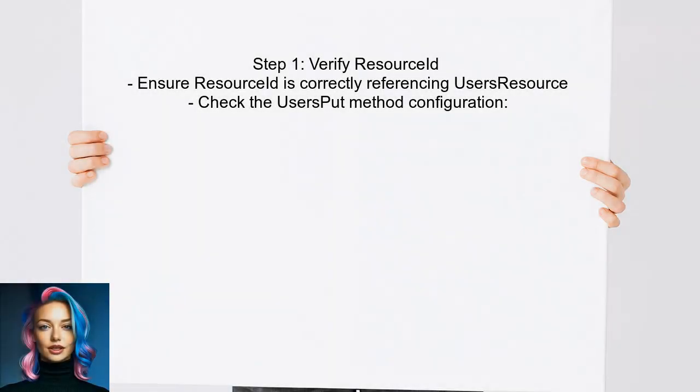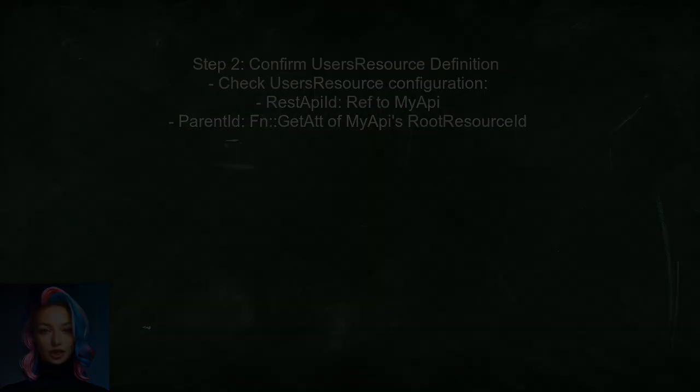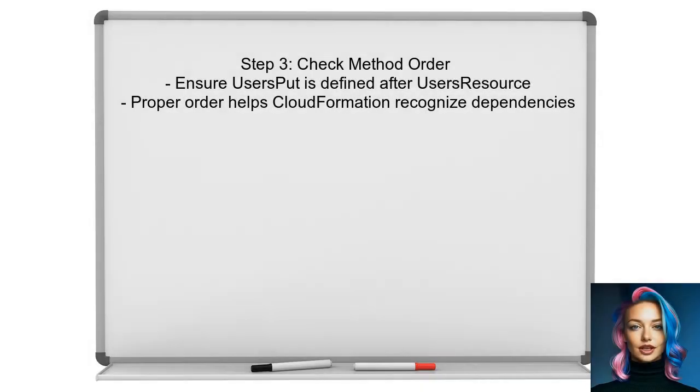To address the issue with the "Invalid Resource Identifier specified" error, the user should first verify that the resource ID in the CloudFormation template is correctly referencing the user's resource. Next, the user should confirm that the user's resource is defined properly in the CloudFormation template. It must have the correct REST API ID and parent ID. The user should also ensure that the user's put method is defined after the user's resource in the template. This order is crucial for CloudFormation to recognize dependencies.